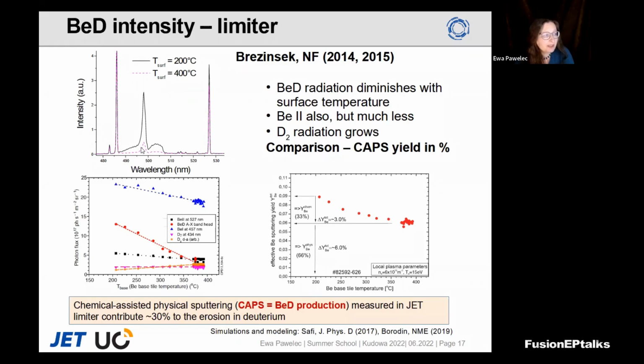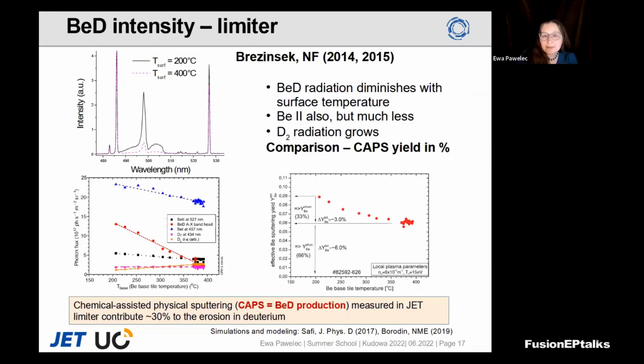So it could have, and also when the intensity of the band was changing, the intensity of the ion lines from beryllium was also changing. So the erosion was different if we had this different wall temperature. And it looked to be that it is based on the differences in how this chemical assisted erosion works, not with how the physical erosion works.